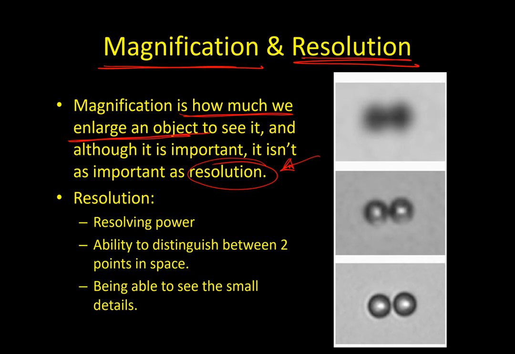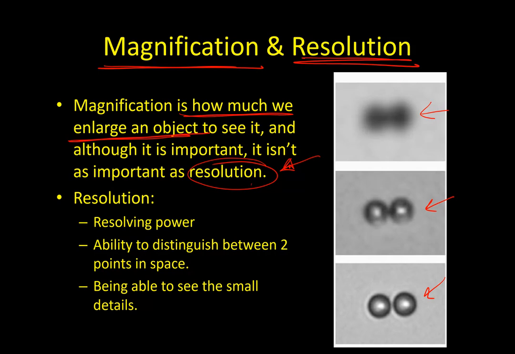Resolution, or resolving power, is the ability to distinguish between 2 points in space. Basically, you can see the small details. Technically, this image on the right-hand side of your screen, all of them are magnified to the same degree. All of them are the same size. They're all magnified. Can you see any details in the first picture? Other than 2 globby fuzzy things, probably not.